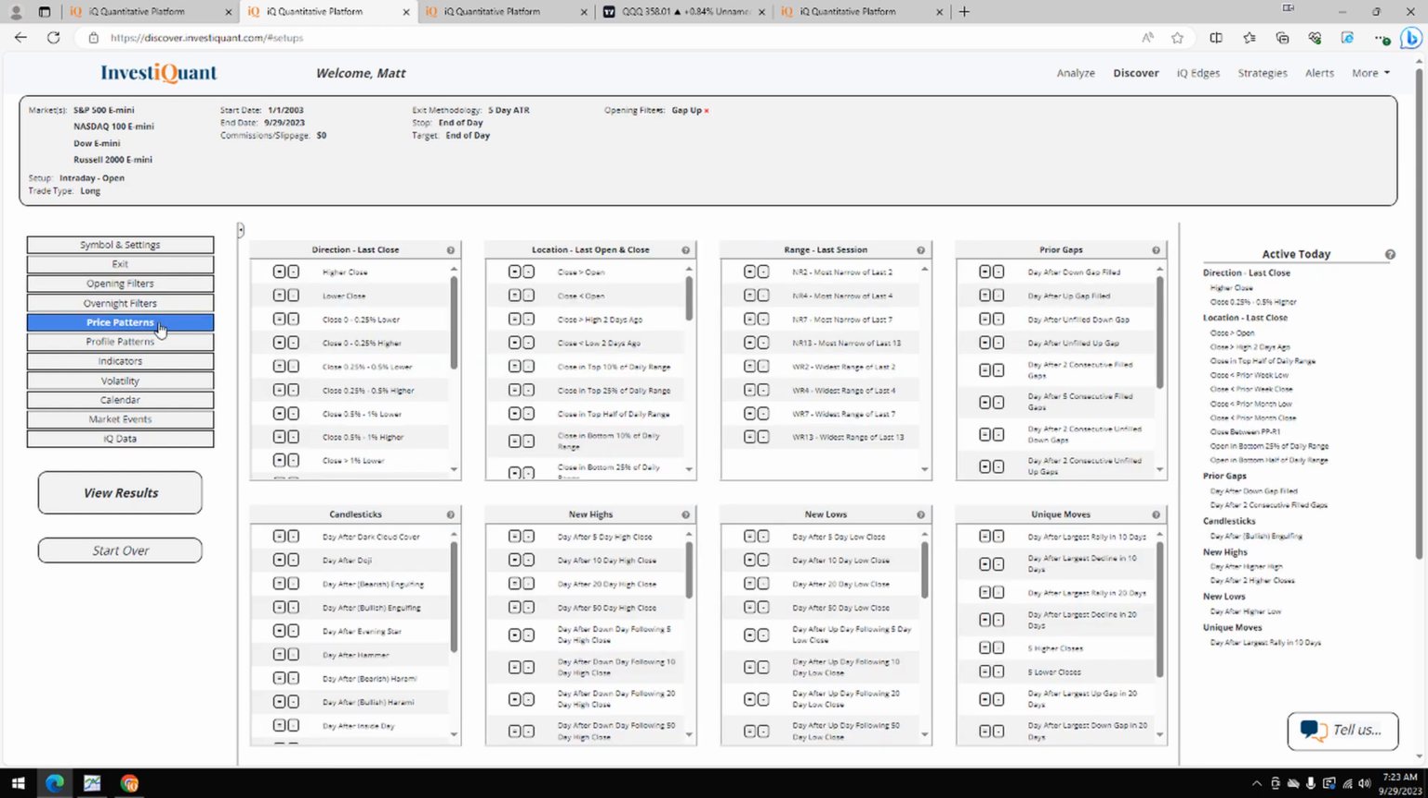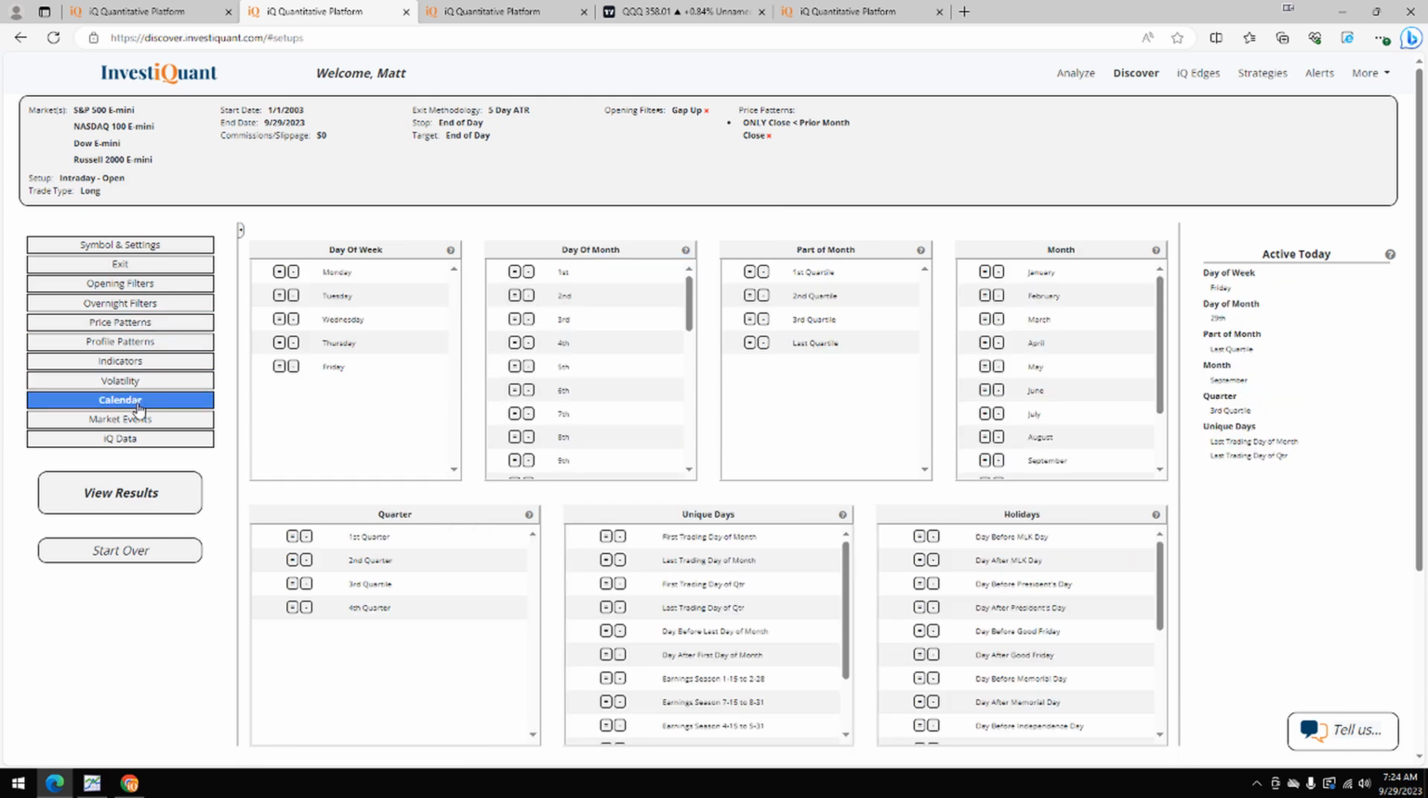The next thing I'm going to do is go to the price patterns library, and I'm going to grab a price pattern that says yesterday closed below the prior month close. So that means we're going to be trading yesterday closed below last month's close as we come into the last trading day of the month, which I'm going to grab from the calendar library here. Under the active today section, I'm going to grab last trading day of the month.